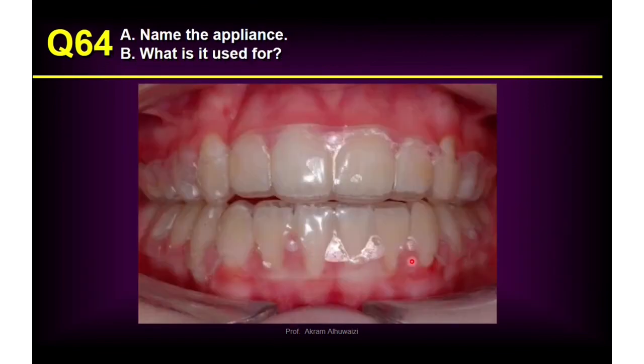Name the appliance. This is what we call a vacuum form retainer. What is it used for? The vacuum form retainer is used to retain the occlusion after removal of fixed appliance.